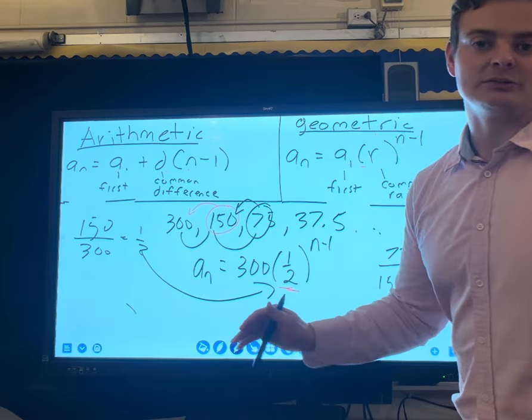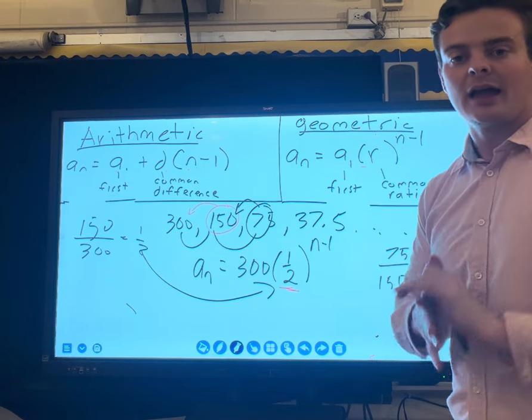This is sequences as simple as I can make it, I think. I hope that makes sense.